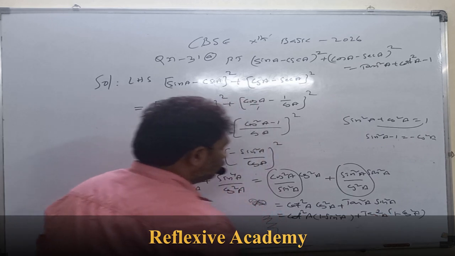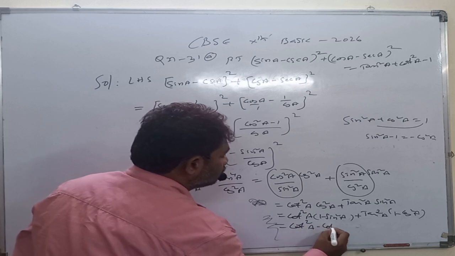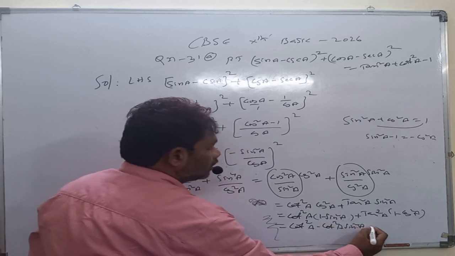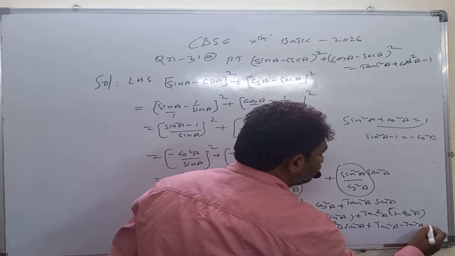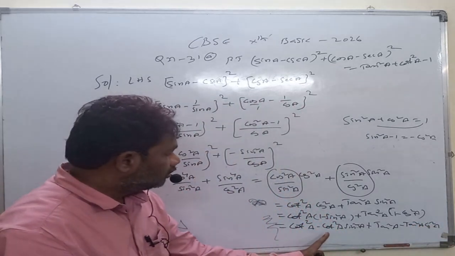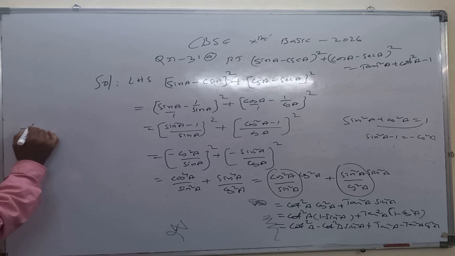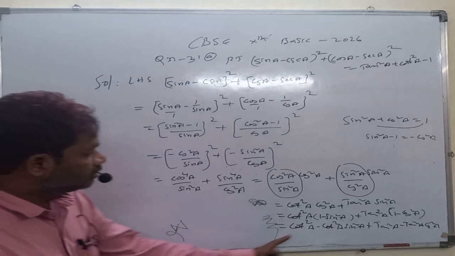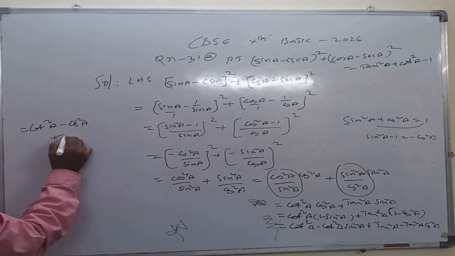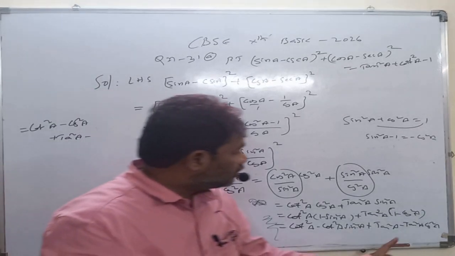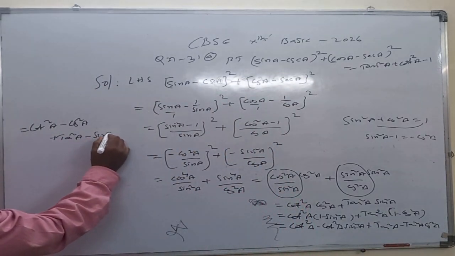So this is cot square A into (1 minus sin square A) plus tan square A into (1 minus cos square A). How should we multiply this? Cot square A minus cot square A into sin square A, plus tan square A minus tan square A into cos square A. Here cot square A into sin square A is cos square A, since sin square cancels, and tan square A into cos square A is sin square A, since cos square cancels.